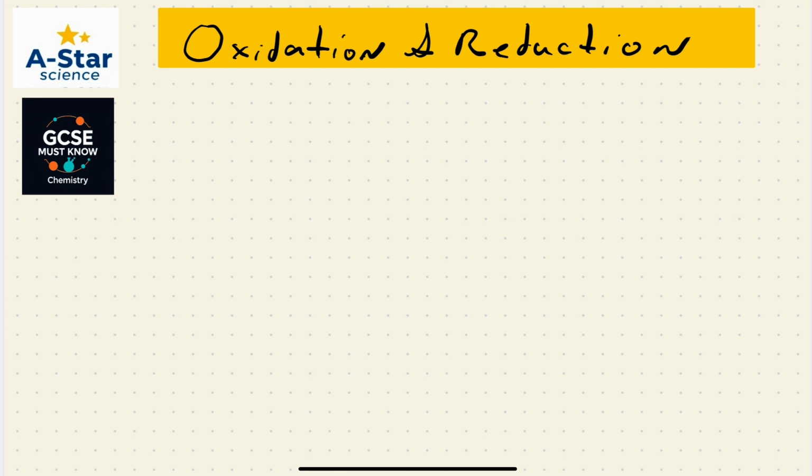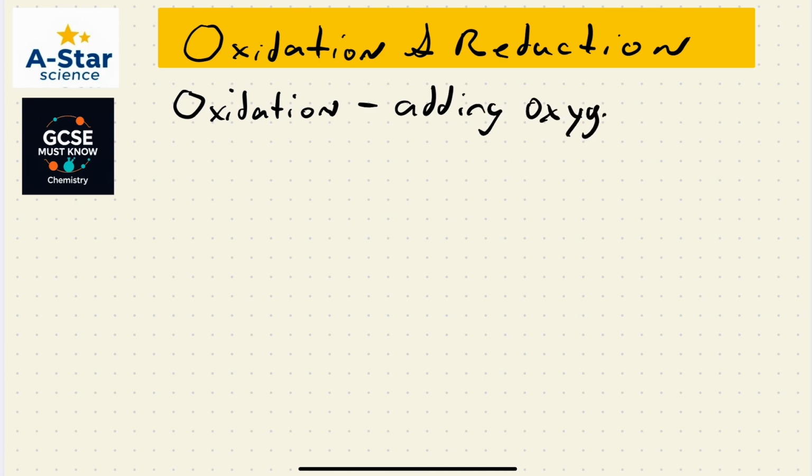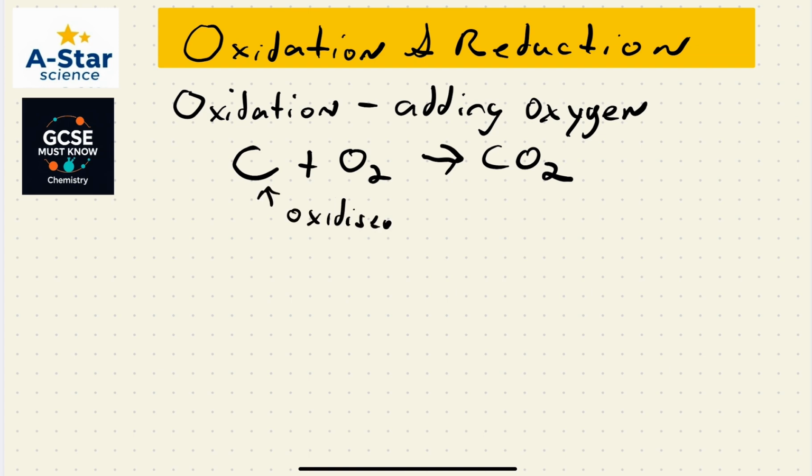So oxidation and reduction has two definitions in chemistry. Let's look at the first one. Oxidation means adding oxygen to an atom or to an element. So for example, if I have carbon plus oxygen, I can form carbon dioxide. Here the carbon has been oxidized, and we use that term because we've added oxygen to it.